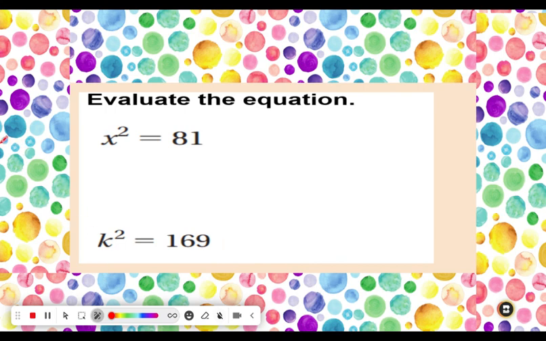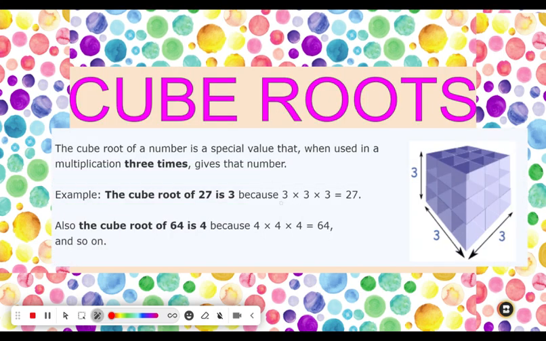Okay, let's go on to cube roots. With cube roots, we multiply three numbers, okay? So it's going to be dealing with three-dimensional figures. 3 times 3 times 3 is 27. So the cube root, you'll see it written this way, of 27 is 3.